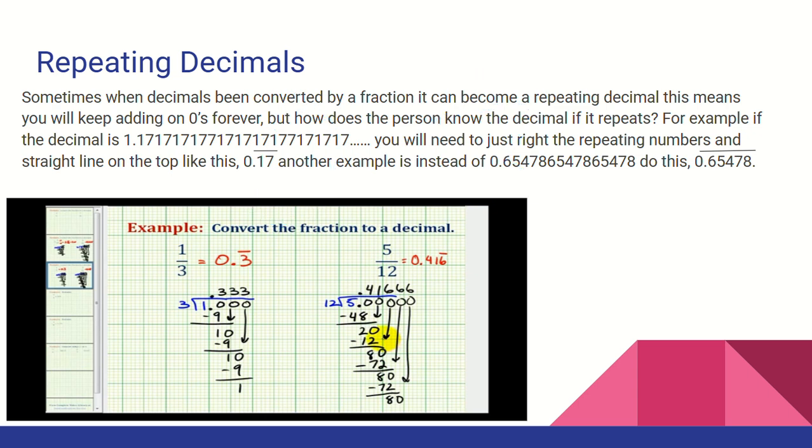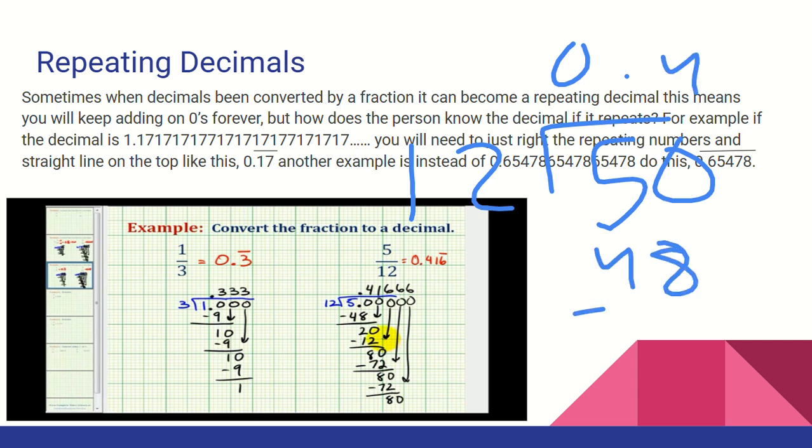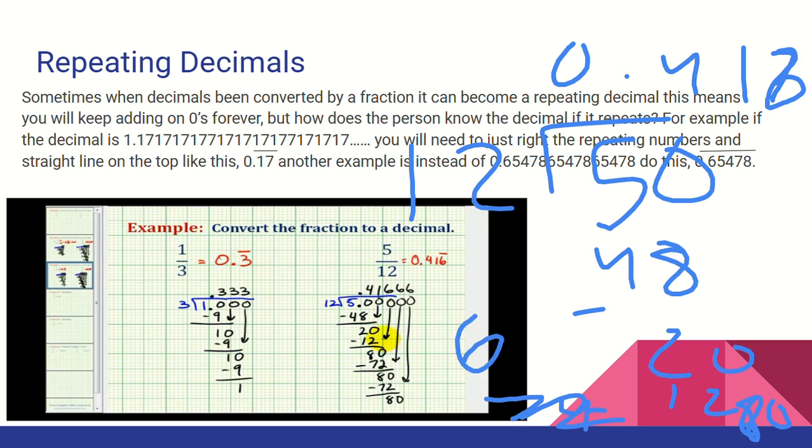And if you got 5 twelfths, this is how you solve it. 12, 5. 12 goes into 5, 0 times. 12 goes into 50, like 4 times. 48, minus, 2, 20. 12 goes into 20 once. 12, you got 8. 12 goes into 80, 6 times. 72, you have 8 left, and it's gonna repeat.